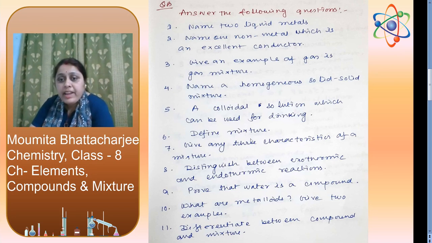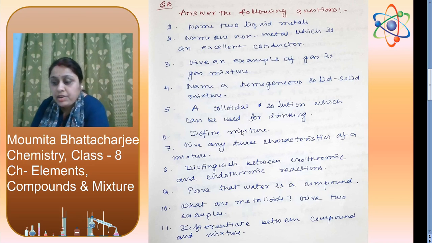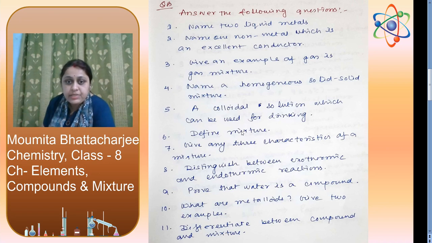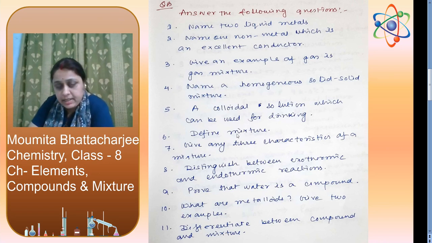Next one, define mixture. We know what is mixture. Mixture contains two or more substances, elements, compounds or both mixed in any proportion by mass. Next one, you can write the definition from your textbook. Give any three characteristics of a mixture. We can say in mixture the elements or the compounds are mixed. They are mixed in different proportion. There is no fixed proportion in the mixture.